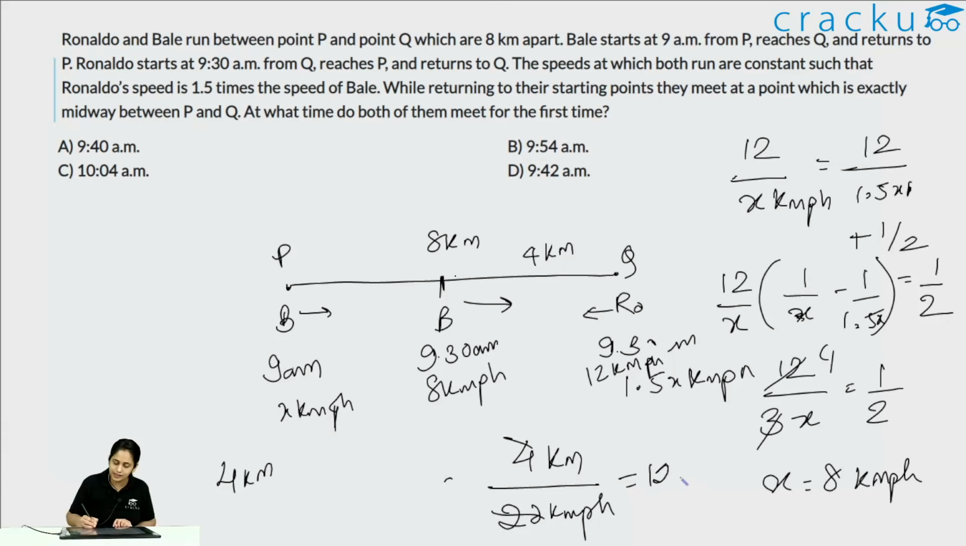1/5 of an hour is essentially 12 minutes. So for their first meeting, it would take them 12 minutes after 9:30 a.m., which is 9:42 a.m. So this is the right answer, option D.